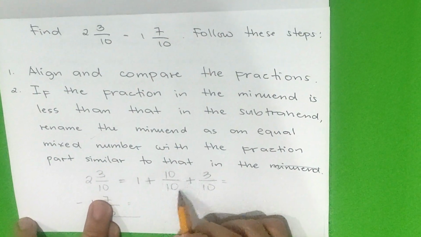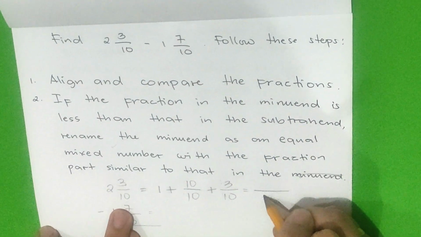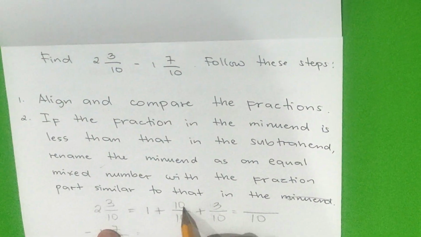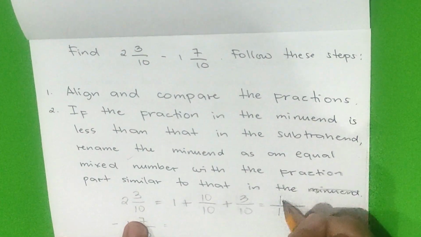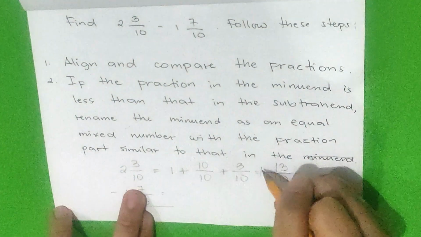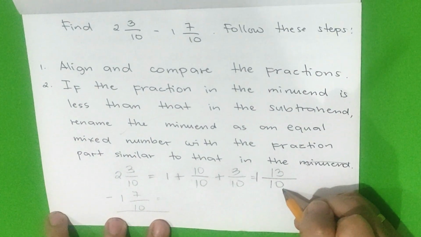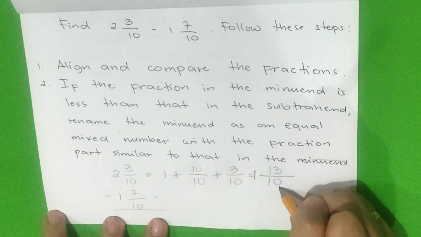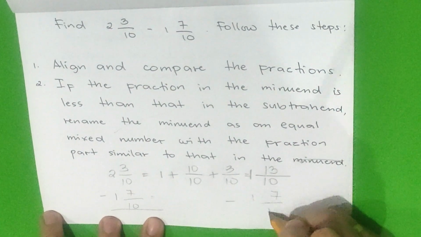Since our set of fractions are similar fractions, let's copy the denominator 10 and add up the numerators. 10 plus 3 is equal to 13. And don't forget the whole number 1. So this is now our new minuend: 1 and 13/10 minus 1 and 7/10.